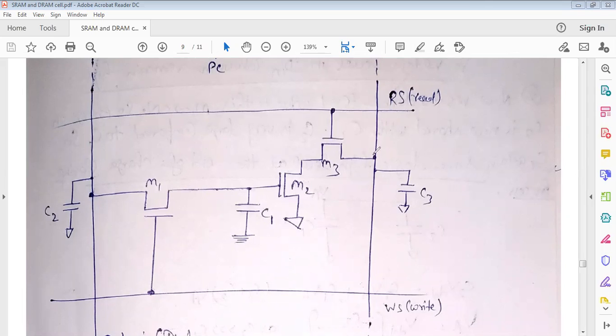Now, as 1 is stored in C1, this M2 is also on. So you can see that there is a direct path for this C3 to discharge to ground. So C3 will be discharged from 1 to 0. This will be fully discharged, and this will be sensed by the sense amplifier that is connected to this line. This discharging of the capacitor will be treated as logic 1. This is how you can read 1 in this case.